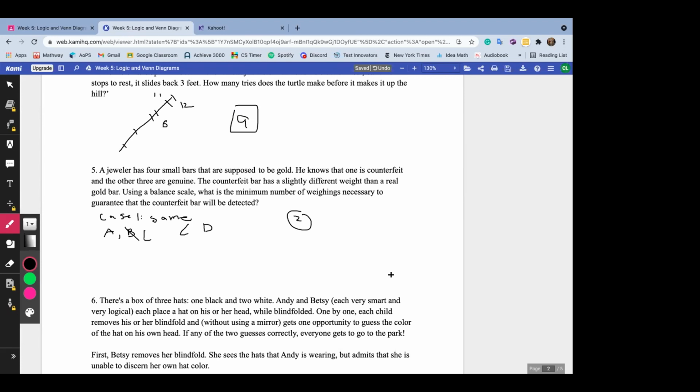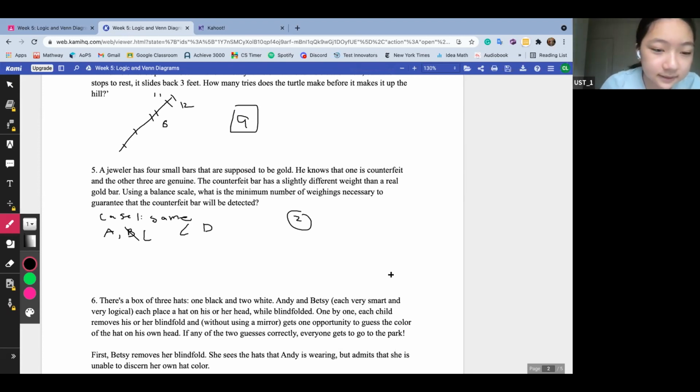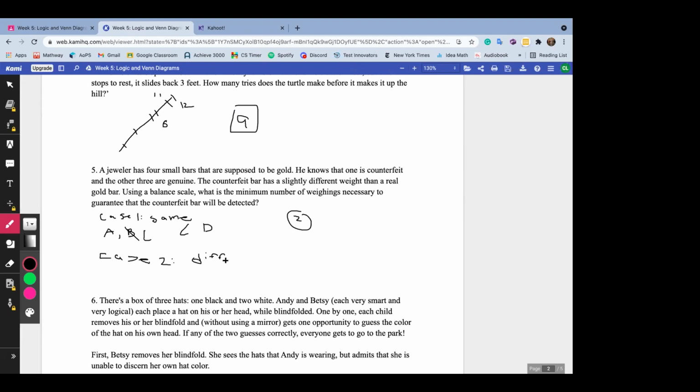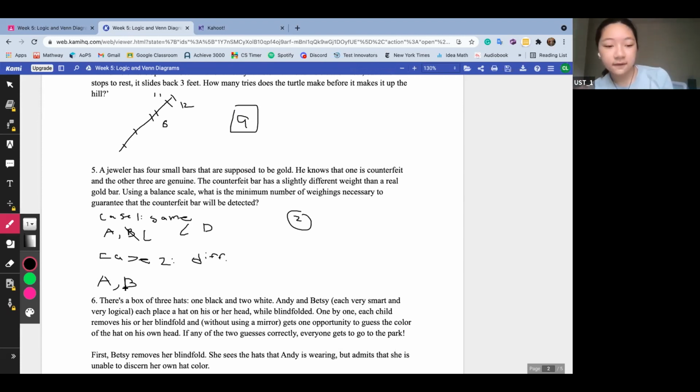But what if you get lucky and you find that B is the fake one? Oh, well, okay, so that is going to be the second case. The second case is that the first two are different. So either A is the fake one or B is the fake one.